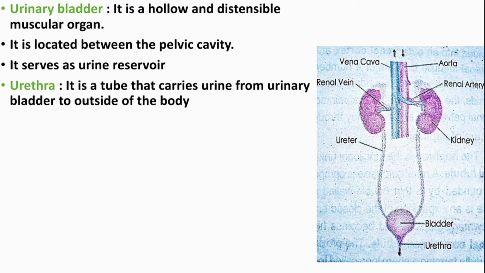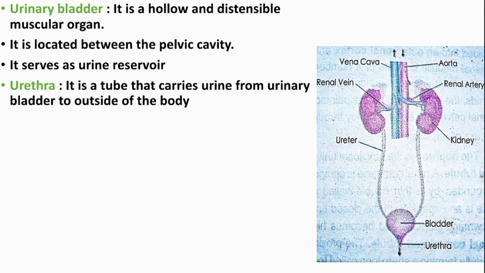It means that if the bladder is full of urine and we are not excreting it, and more urine is made, the bladder will not explode or be destroyed, but it will stretch as it becomes more and more filled with urine. So it will stretch and become big, but it will not break down. A distensible muscular organ means that it is a stretchable organ, and it is made up of muscle because it is a muscular organ.